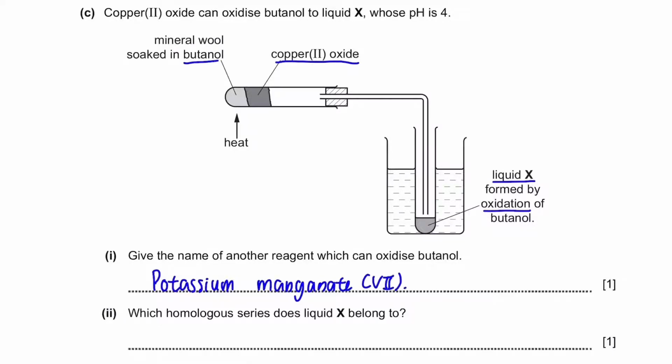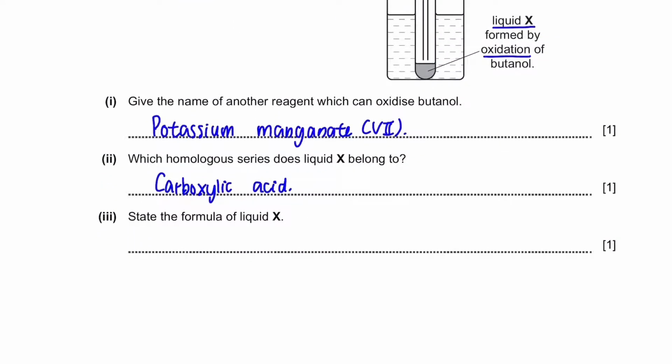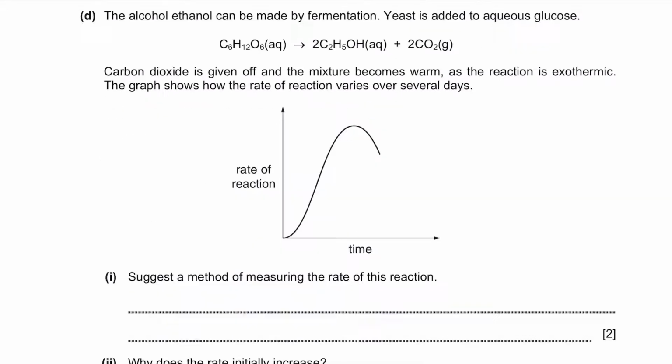Next, which homologous series does liquid X belong to? Liquid X is the result of oxidation of alcohol, and what do we get if we oxidize alcohol? We get carboxylic acid. State the formula of liquid X. The formula of butanol is this. After being oxidized, it will become a carboxylic acid, so we need to add oxygen and it will become like this: CH3, CH2, CH2, COOH.